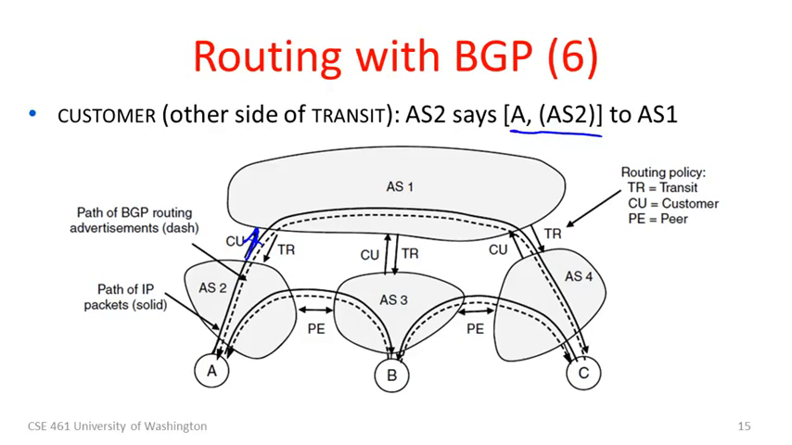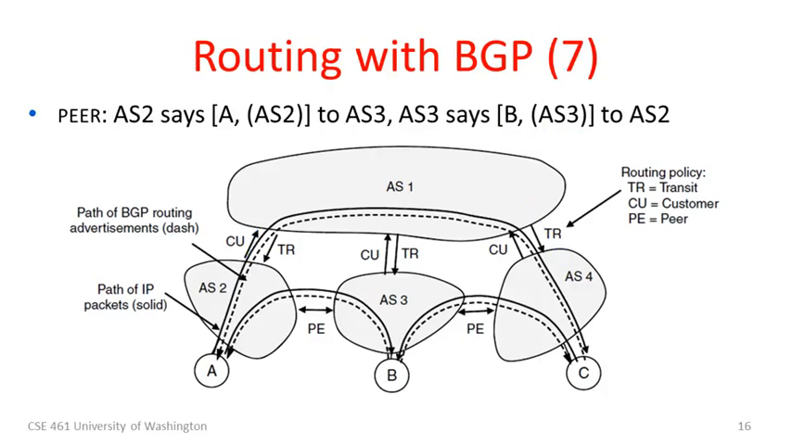Now, what will AS1 do with this? AS1 will announce that as part of transit to other parties. So for instance, it will tell AS4, hey, there's this prefix A. You can reach it along the path AS1, AS2. So that's the flip side of transit. Now we've seen how transit's implemented.